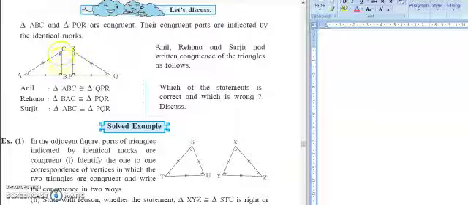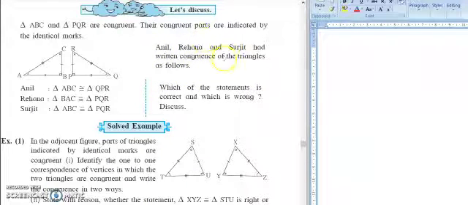Then similarly angles, you can see this is indicated by cross and this is also indicated by cross. Then this is indicated by round and this is also indicated by round, and this is indicated by this sign and this also has the same sign. So this angle is congruent to this angle, and this angle is congruent to this angle.